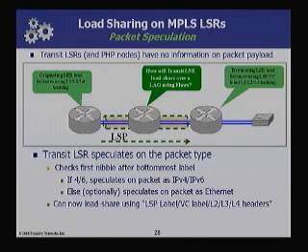With packet speculation, the transit LSR speculates on the packet type. It looks at the first nibble after the bottommost label. If the first nibble is a 4 or a 6, it assumes this is an IPv4 or IPv6 packet. Once it assumes that, it can look into both layer 3 and layer 4 information to load balance those packets.